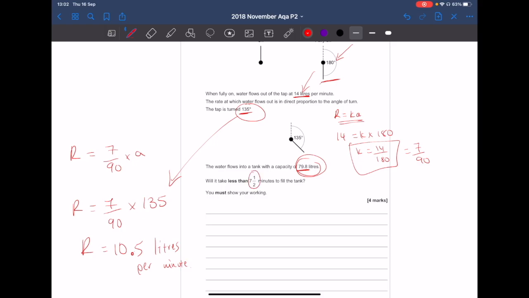So will it take less than 7.5 minutes or more? If we do 10.5 times 7.5, that actually gives us 78.75, which is unfortunately not full. So it'll take more, it'll take longer. It will take longer.